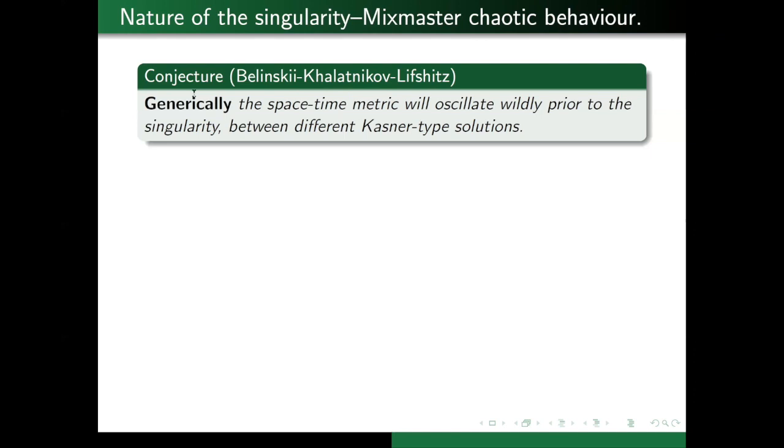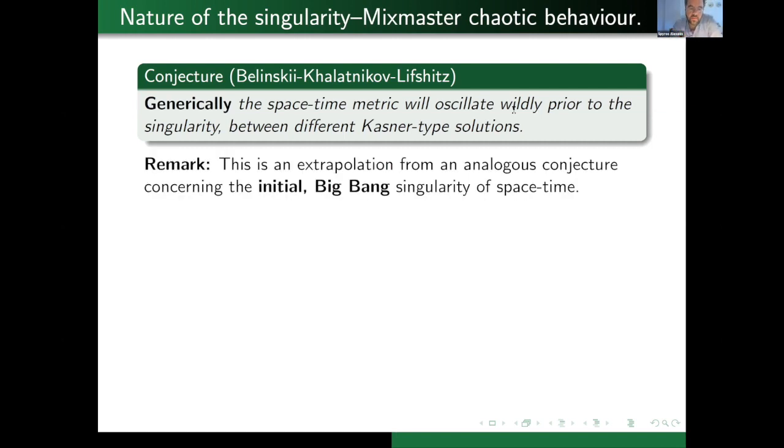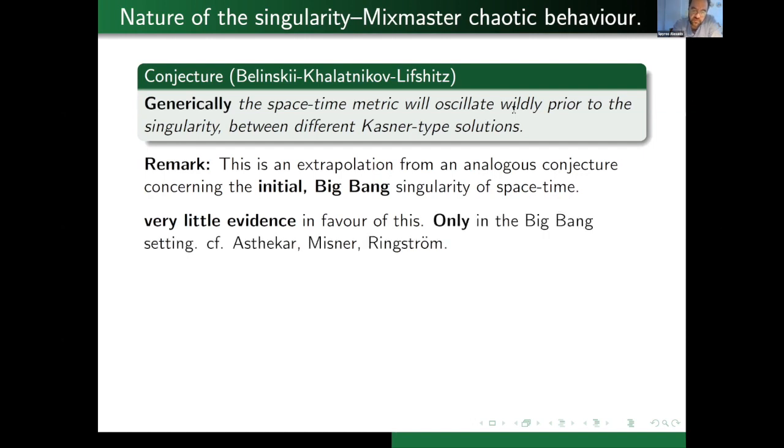Great. So generically, the space-time metric should actually oscillate widely. It shouldn't have a limit when you go down, like we saw in the Rodnianski-Speck example, for example. But it should oscillate between different Kasner solutions. There actually is no limit as you go down towards the initial singularity, but you're always oscillating more and more rapidly between different solutions, each of which is a member of the Kasner family. This is for black holes. The original conjecture was for Big Bang singularities. I should say it's based on physical arguments. There's little rigorous evidence in favor of this.